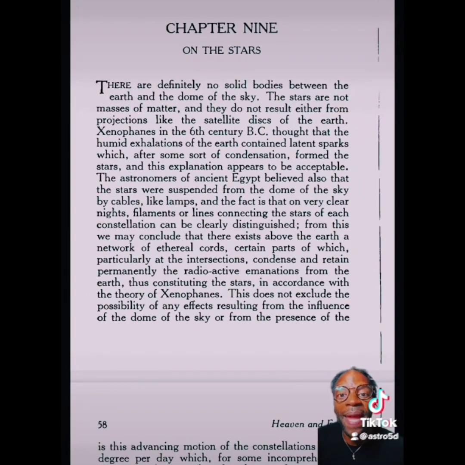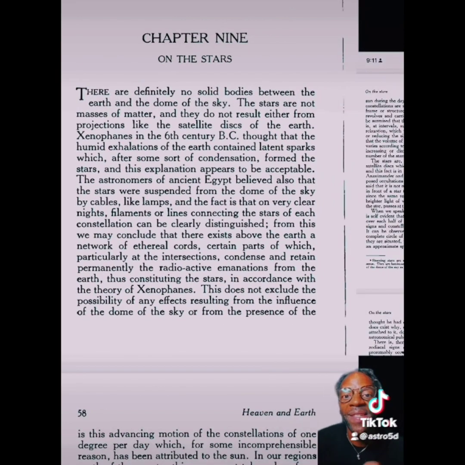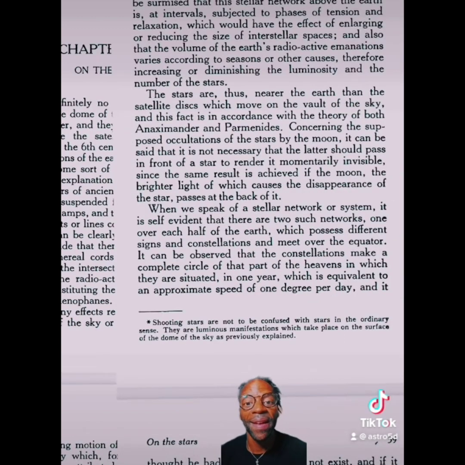Okay, from this we may conclude that there exists above the earth a network of ethereal cores, certain parts of which, particularly at the intersections, condense and retain permanently the radioactive emanations from the earth, thus constituting the stars, in accordance with the theory of Xenophanes. This does not exclude the possibility of any effects resulting from the influence of the dome of the sky or from the presence of the sun during the day. It is also evident, since all the constellations are seen to move in bulk, that it is the frame or structure, acting as their support, which revolves and carries them along. The stars are thus nearer the earth than the satellite disks which move on the vault of the sky.